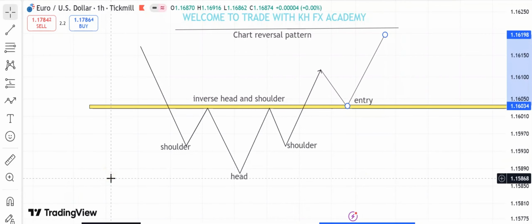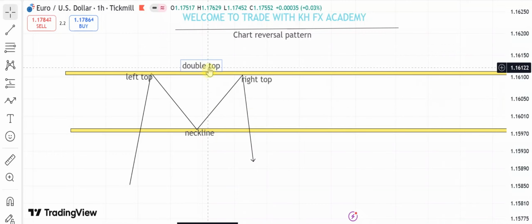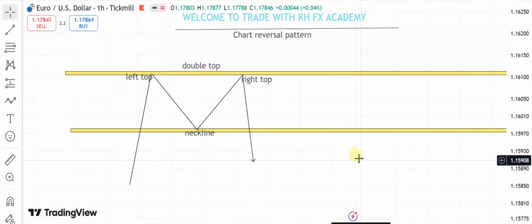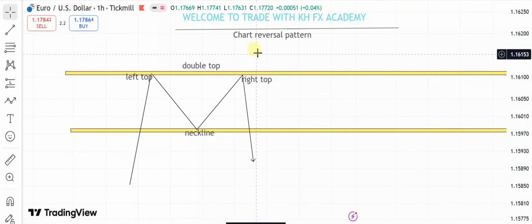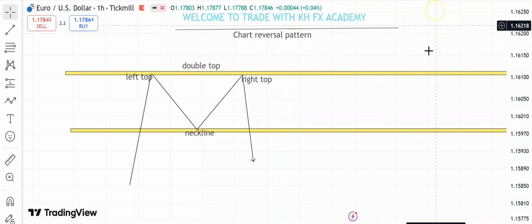And number 3, we have double top, a bearish reversal pattern. This is the double top. This is the left top, this is the right top. Price touches a resistance level twice. This is the first one and this is the second one, and fails to break higher above this level. That is why it formed a double top.